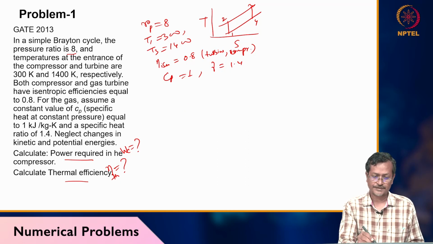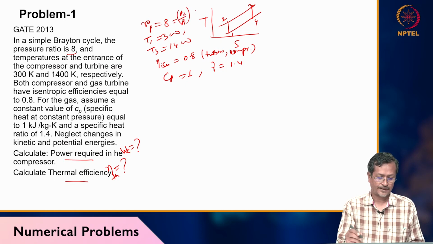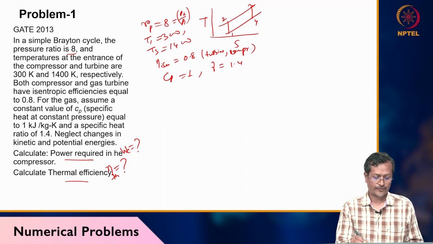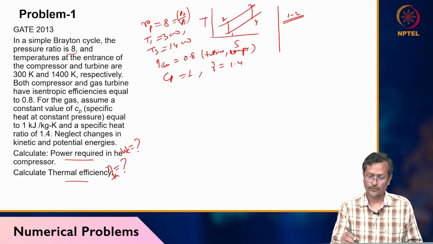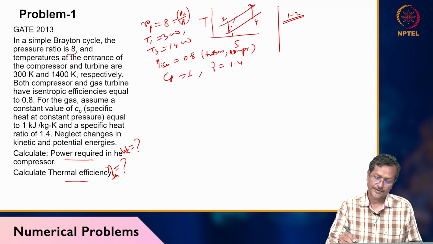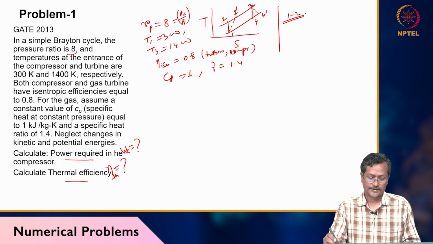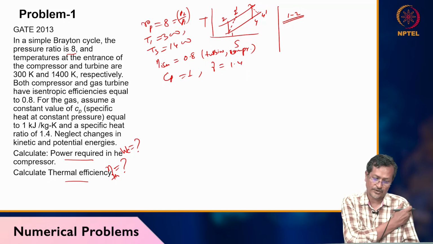Now Rp is given as 8, that means P2 by P1 is given, and gamma is also given as 1.4. So process 1 to 2: actual compression is happening, and 1 to 2 dash is the isentropic compression. The actual process is irreversible, so energy will be lost.